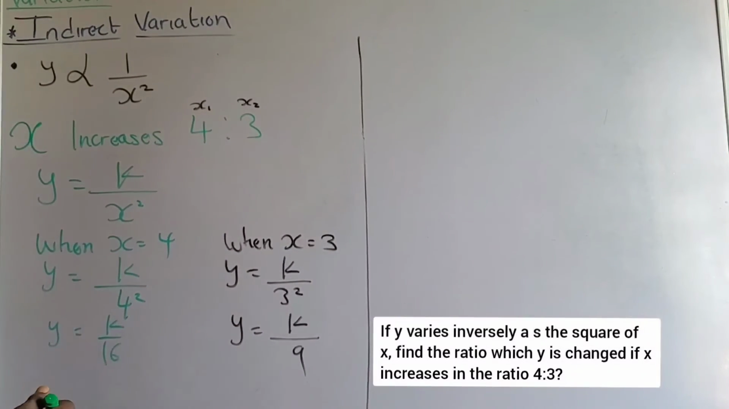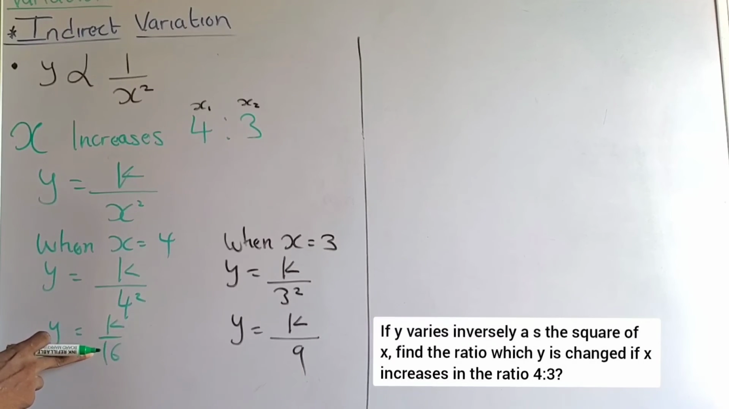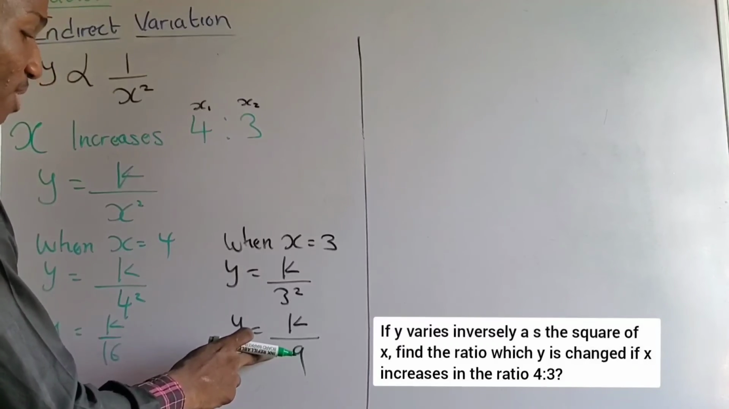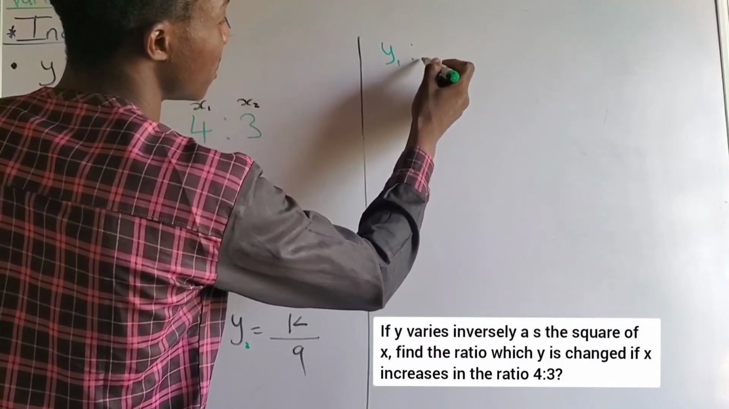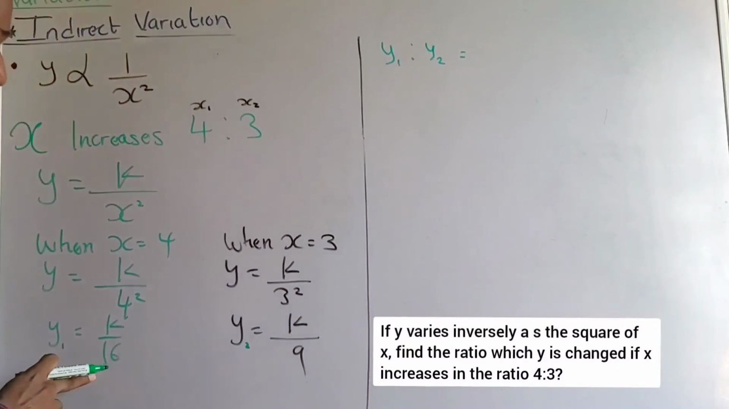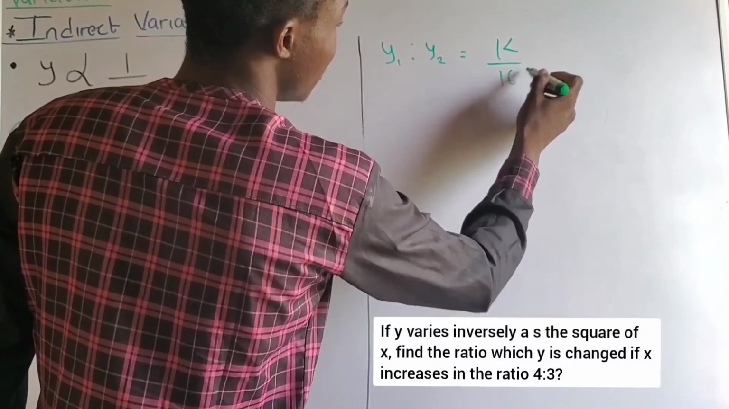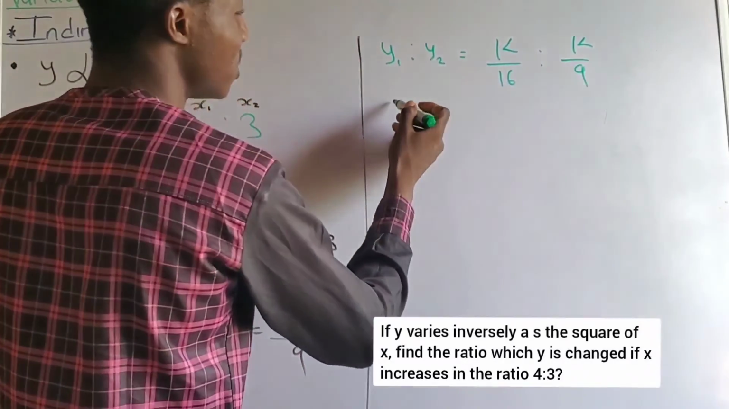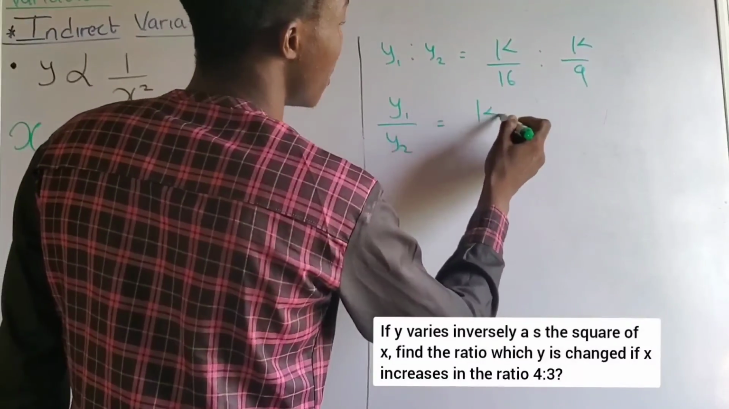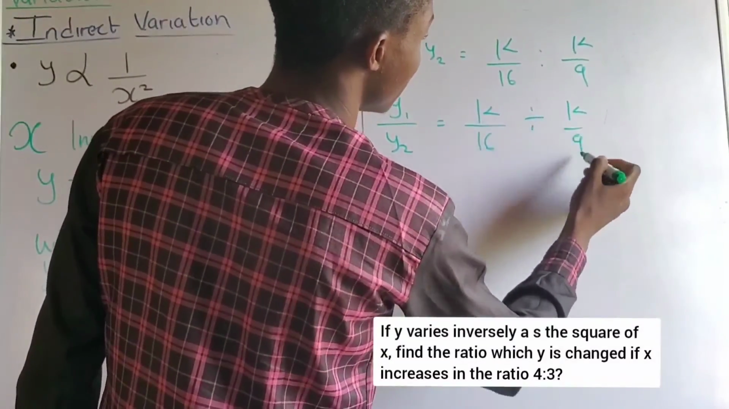Now, having done this, don't forget that we are looking for the ratio at which y changes when x increases from 4 to 3. So this is the value of y when x is 4, and this is the value of y when x is 3. Let's call this one y1, let's call this one y2. Now y1 ratio y2 is equal to k over 16 ratio k over 9, right? Now, ratio simply means division. So I'm going to have y1 over y2 is equal to k over 16 divided by k over 9, right?